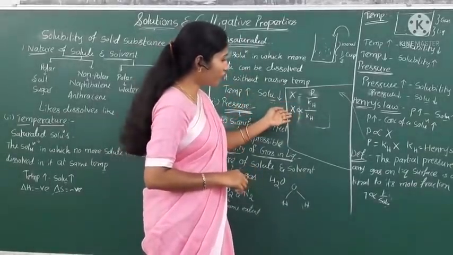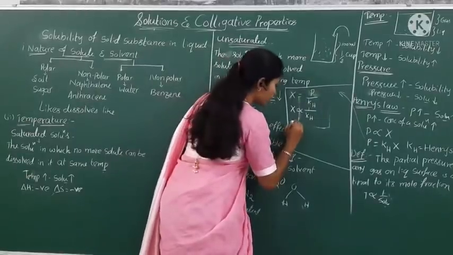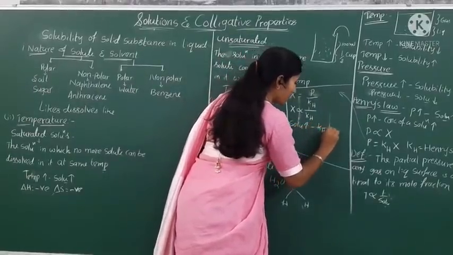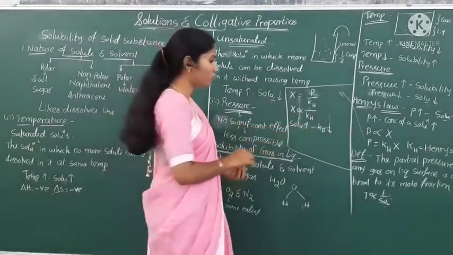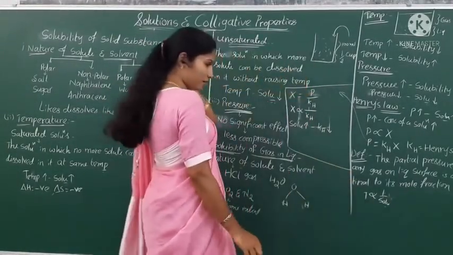So here, mole fraction is nothing but solubility. If the solubility increases, the KH value decreases, because both are inversely proportional to each other. So from these two equations, what can we write here?